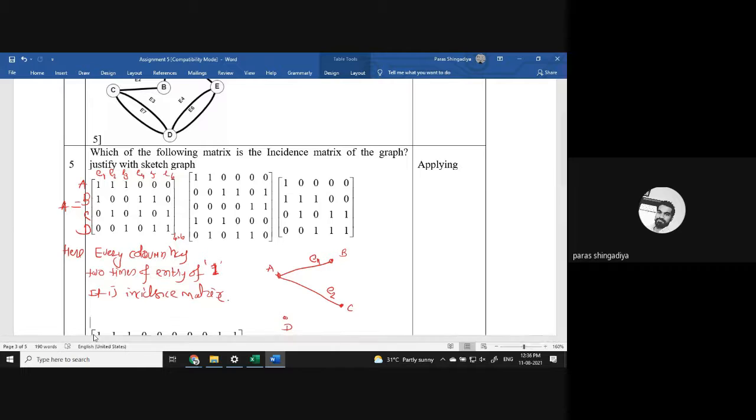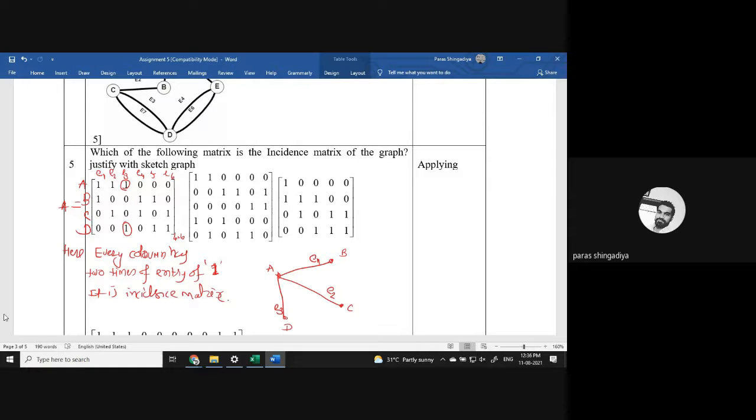Okay. Now for third column, entries of 1, it is mapped in between first place and the last place. ठीक है. 1 की entry कहाँ पे है? First row पे है और last row पे है. So what does it mean? It is in between A and D. So connect A and D and mention the edge notation is E3.